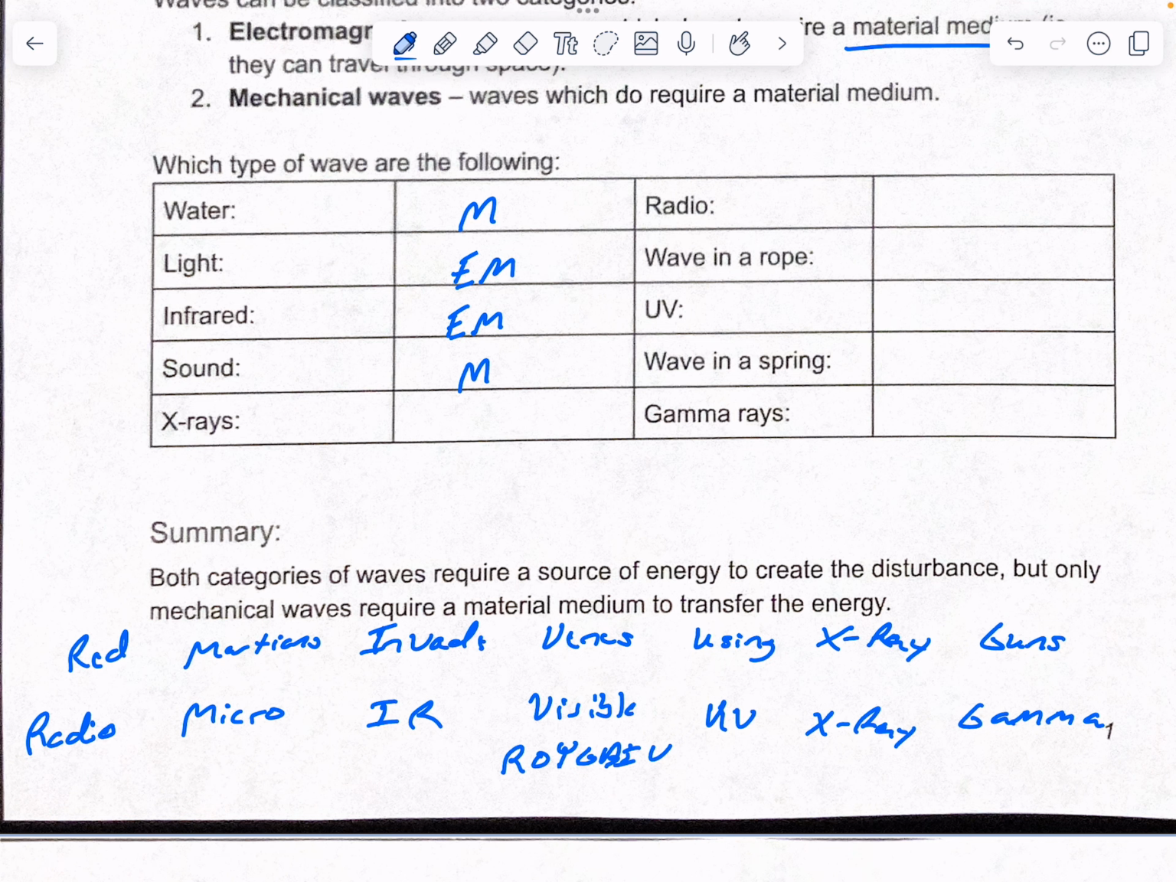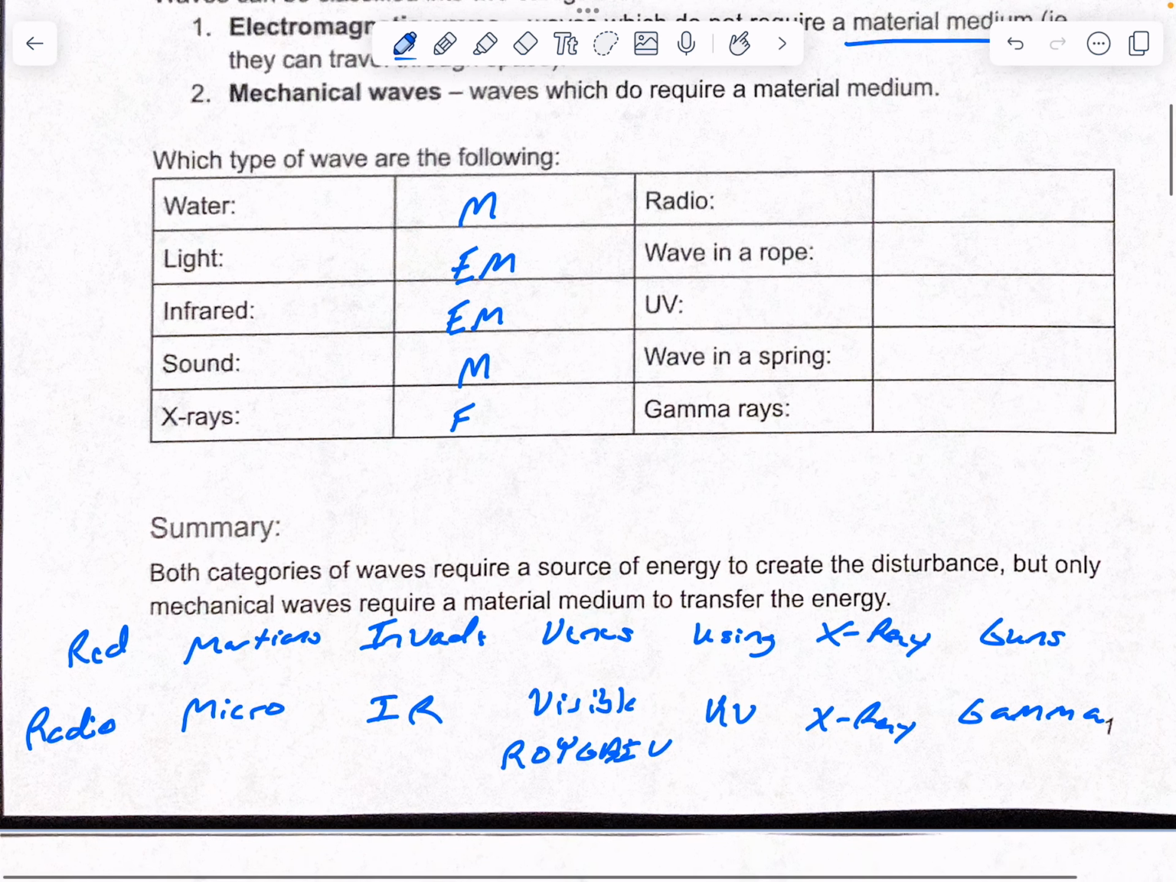X-rays are electromagnetic. Radio is electromagnetic as well. A wave in a rope has a material, so that is mechanical. UV is electromagnetic. A wave in a spring is a material, so that's mechanical. And then gamma rays are electromagnetic.